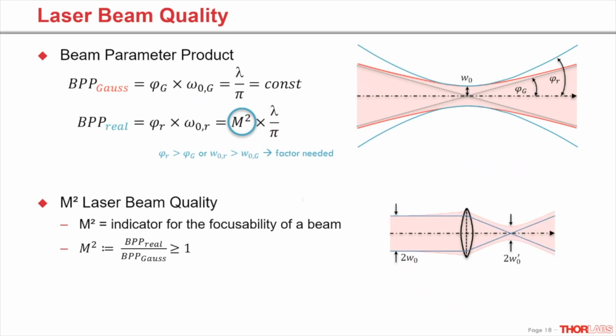M squared is the ratio between the beam parameter product of a given, real beam and the beam parameter product of the ideal Gaussian beam of the same wavelength. M squared quantifies the beam's similarity to a perfect single mode TEM00 Gaussian beam, whose M squared is 1. Lower beam quality beams, or all real beams, have higher beam parameter products and therefore higher M squared parameters.